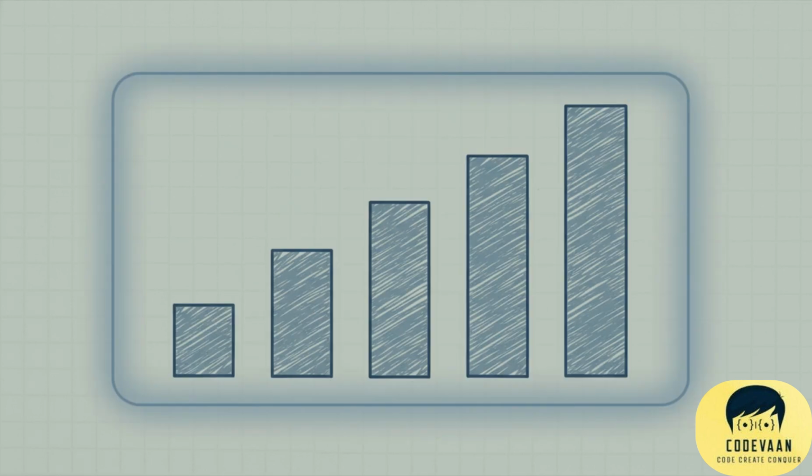Now, pay close attention here because this is a crucial point. Notice that we didn't create a new sorted list. The .sort method actually modifies the original list in place. It permanently rearranges the very same list you started with.